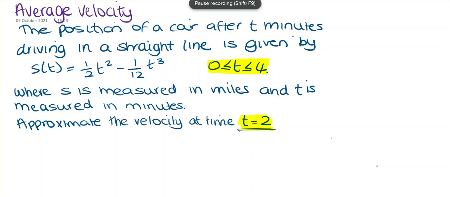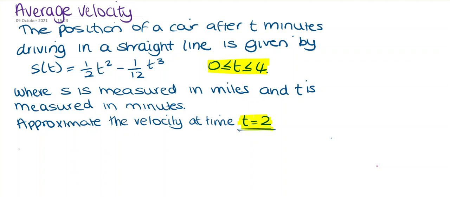So, an average velocity question. The position of a car after t minutes driving in a straight line is given by this equation, and the interval is between 0 and 4 minutes, because s is measured in miles, and that's the distance, and t is measured in minutes, which is the time. Approximate the velocity at time where t is 2. So, it's going to be at 2 minutes.